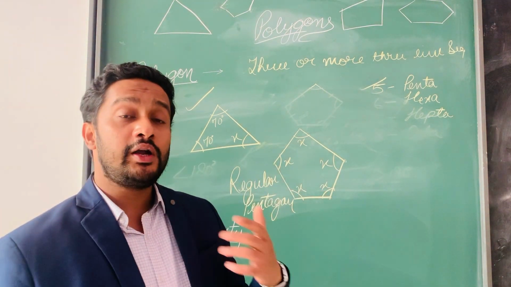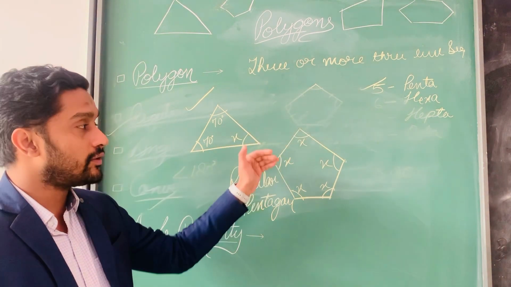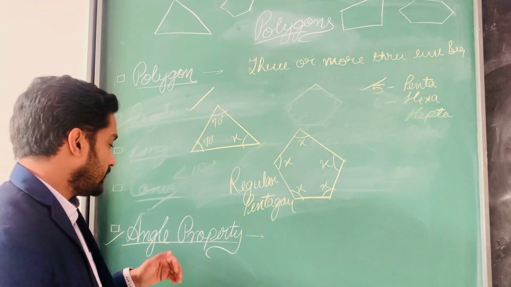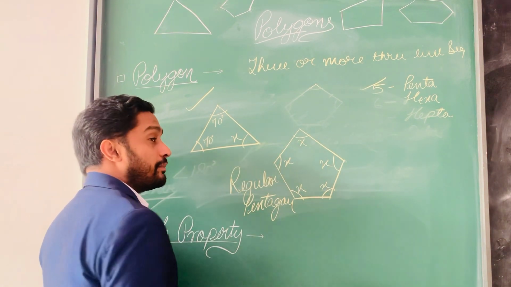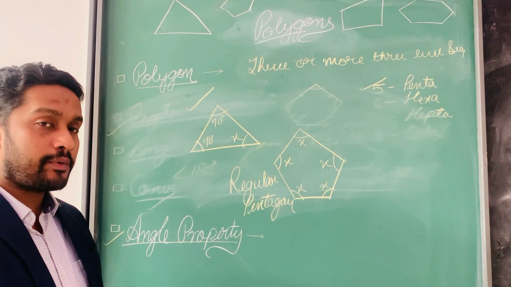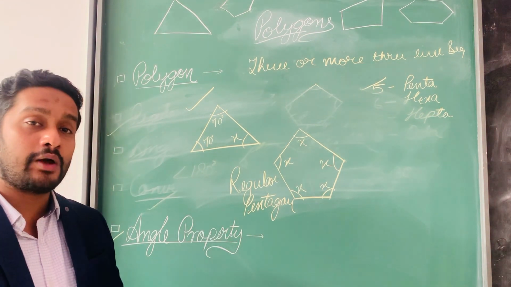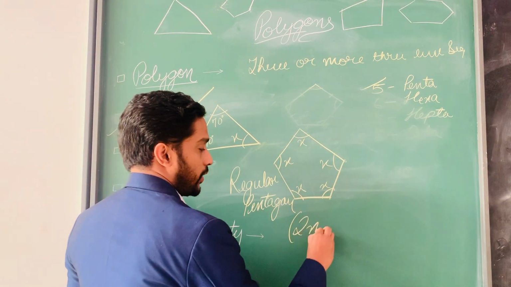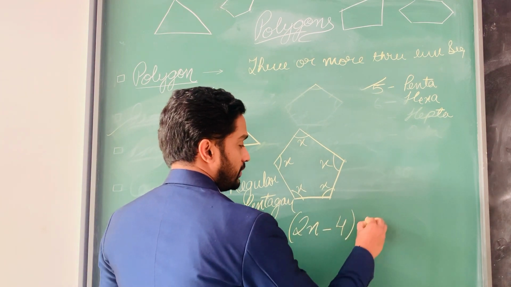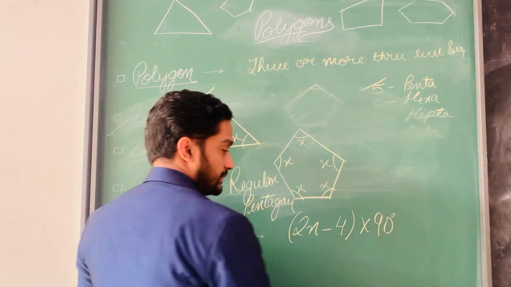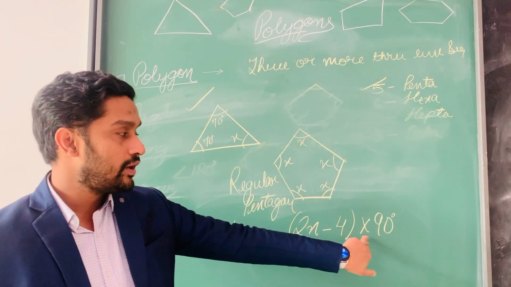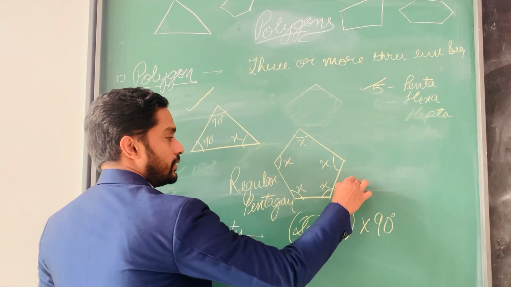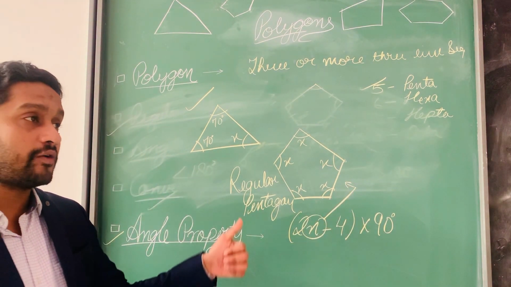How are you going to find it until you know the sum of all angles in a pentagon? For finding the sum of all angles in a polygon, there is an angle property. By putting the number of sides of a polygon in the formula, we can find the sum of all angles, and that formula is (2n minus 4) into right angle, where n is the number of sides of a polygon.